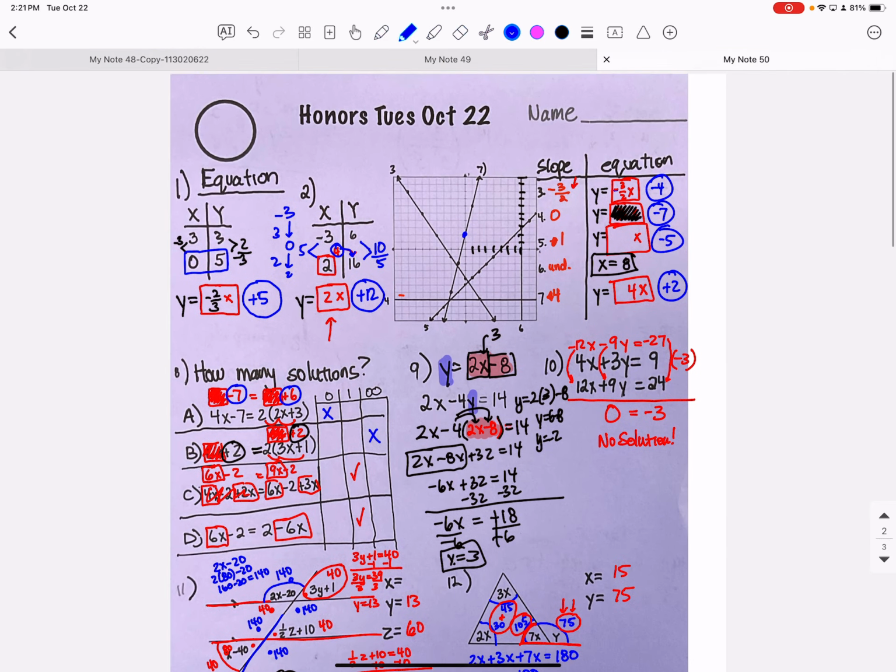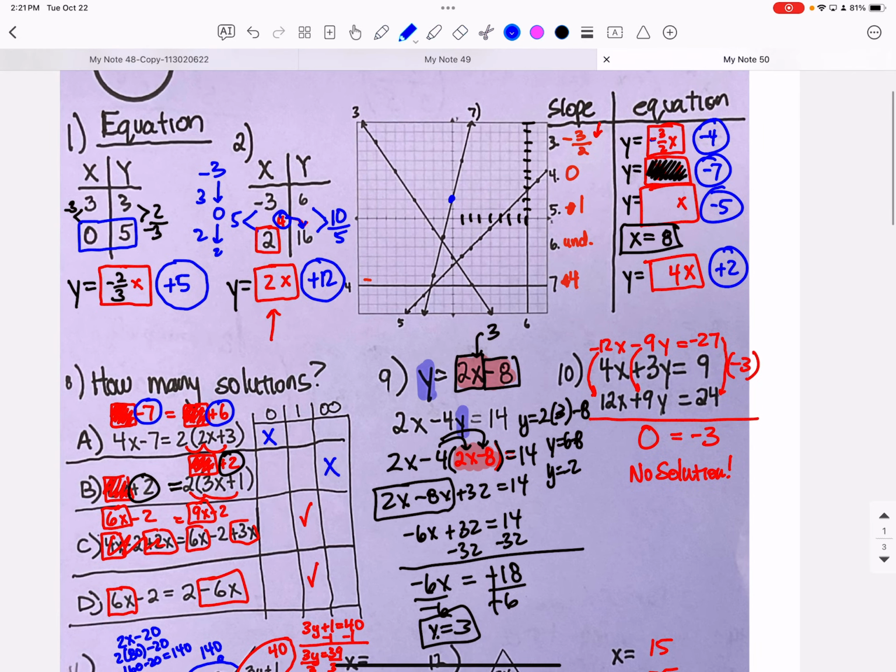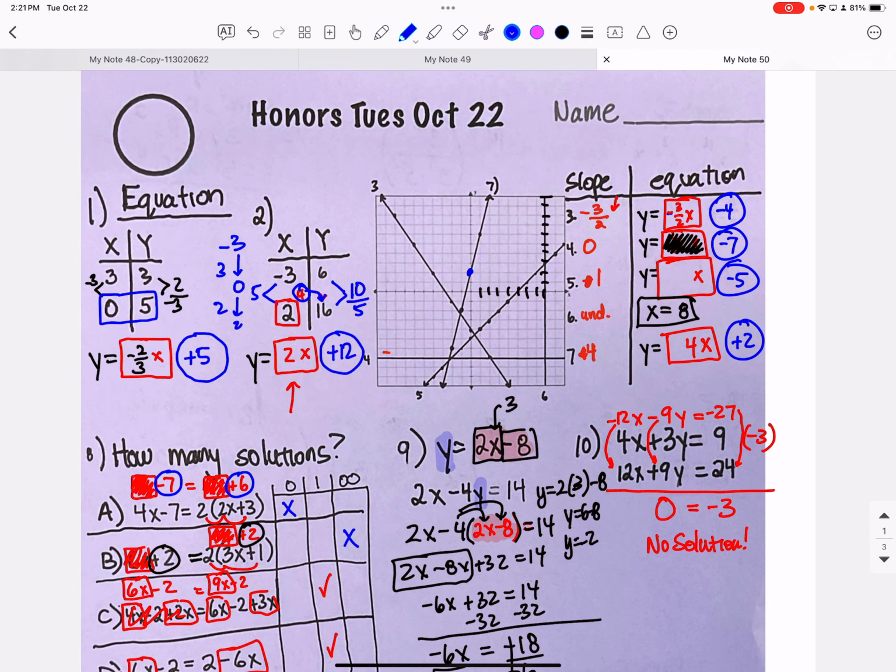All right, hopefully those all make sense. If not, hopefully more of them make sense than 2 days ago. And good luck.